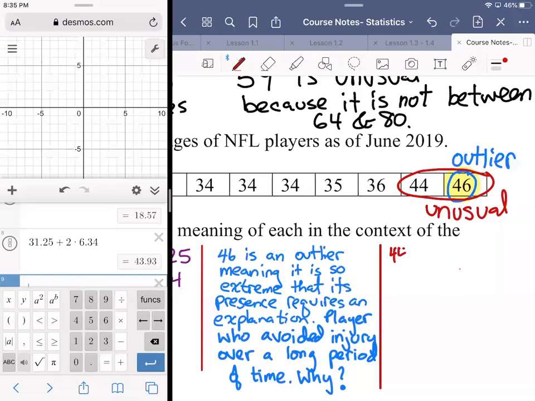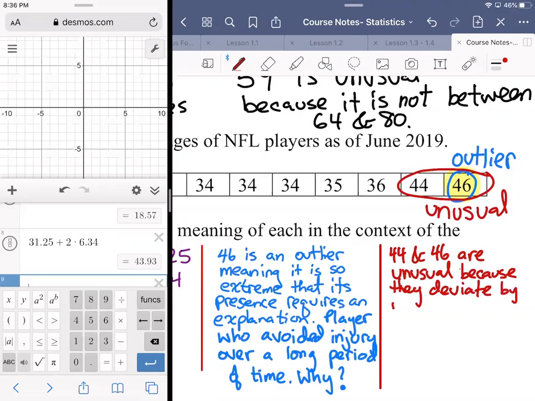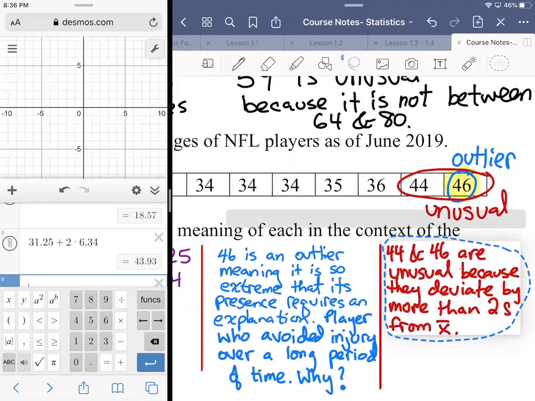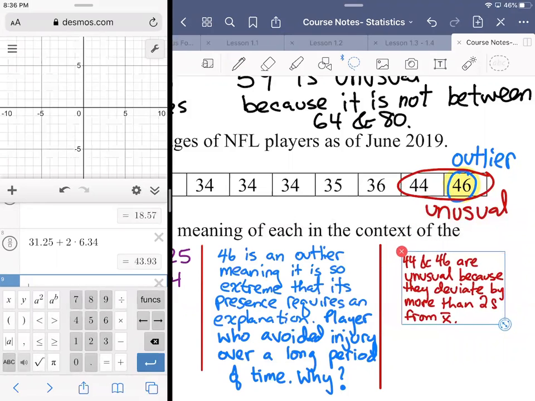44 and 46 are unusual because they deviate by more than 2 standard deviations from the mean. All right, so that's, like I was saying before, for outliers, that's telling me what an unusual value is.